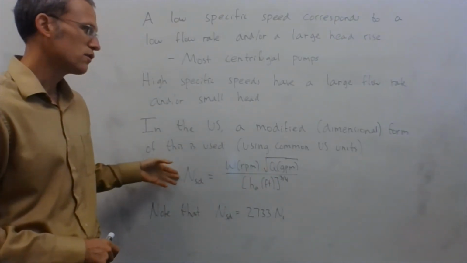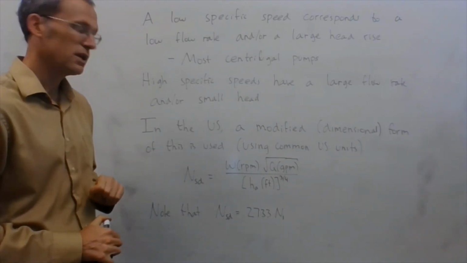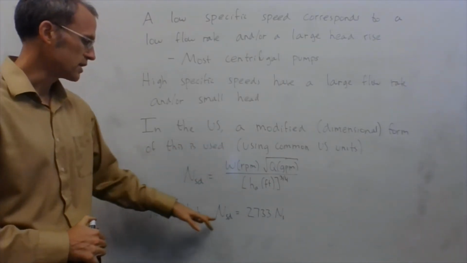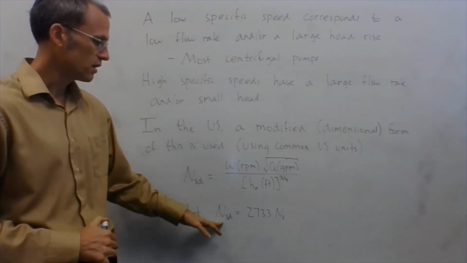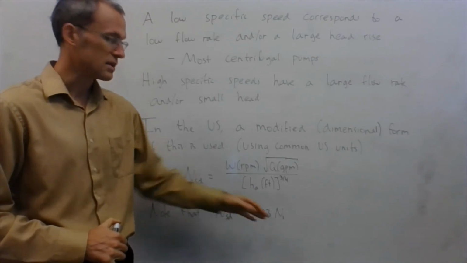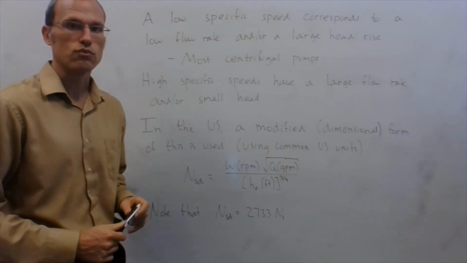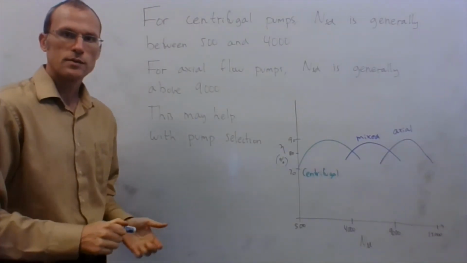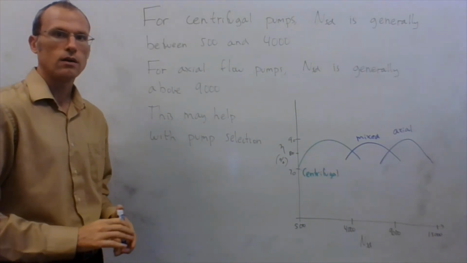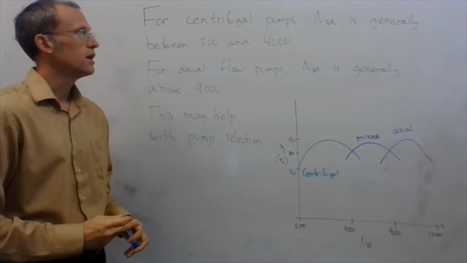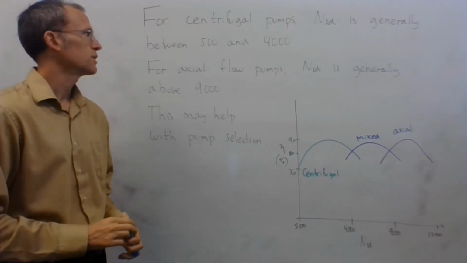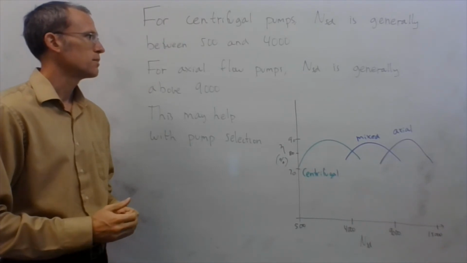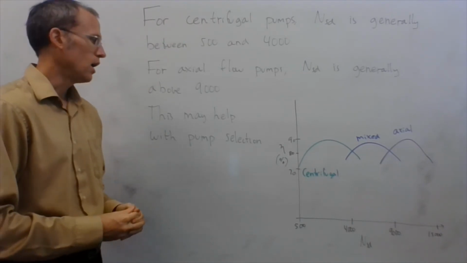So this is the dimensional version of specific speed, used a lot in the US. You can actually make all these conversions and figure out that this dimensional version, NSD, is 2,733 times that dimensionless version that we saw on the previous board. So centrifugal pumps, we know, have a relatively small specific speed. In terms of this dimensional value, centrifugal pumps are generally between 500 and 4,000. Axial flow pumps are generally above 9,000.